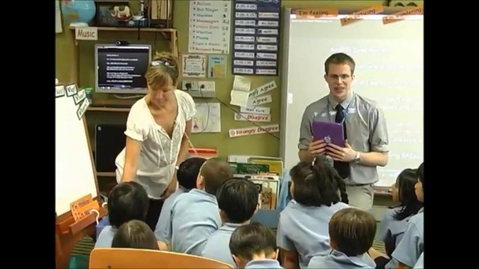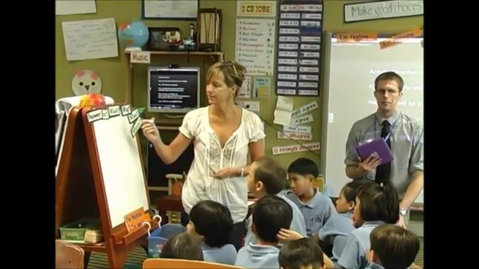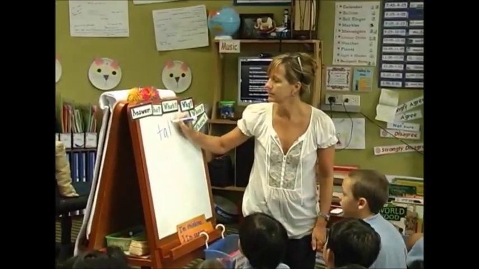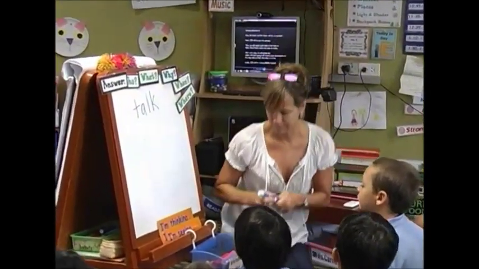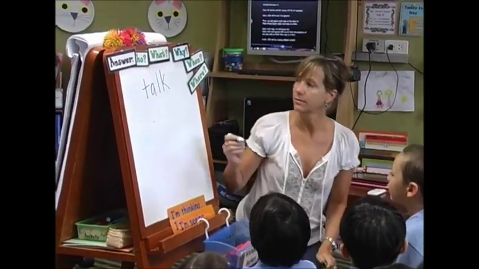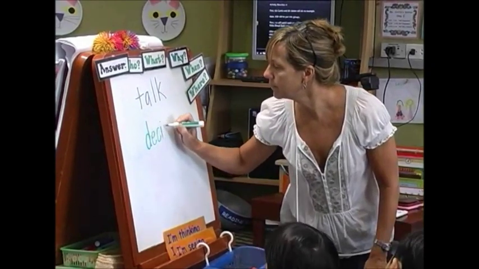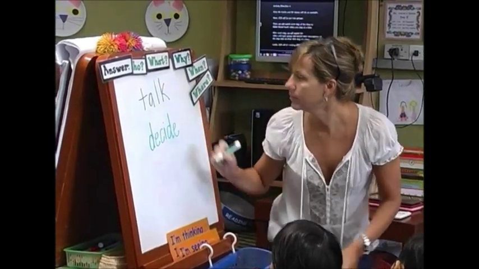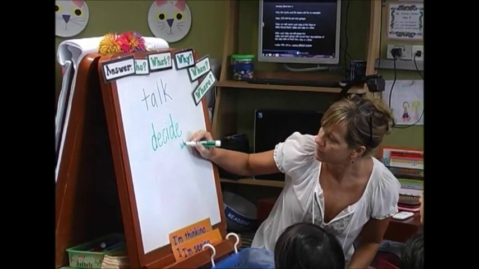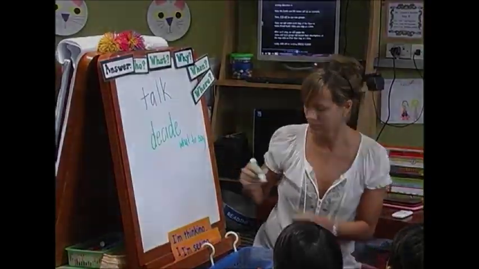Okay. The first step is we're going to talk for a minute about what we want to record. That's the first thing we're going to do. After that, we're going to decide what we want to record, or maybe what you want to say in the recording. And then the last thing we're going to do is record.